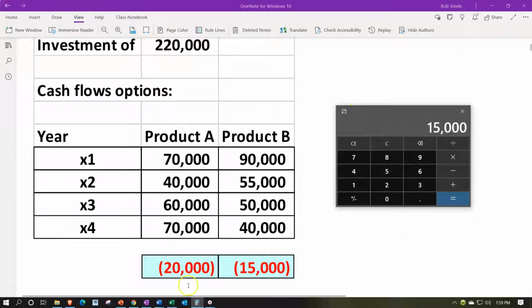Now note here, that means that product A looks better, although we're not taking into consideration the time value of money, which could be important given that the first one pays us more in the first year than the second one, where we might get paid at a later point in time. We're not going to look at that right now though. We're going to look at when we're going to get our 220,000 back, because that's probably our first initial concern, right?